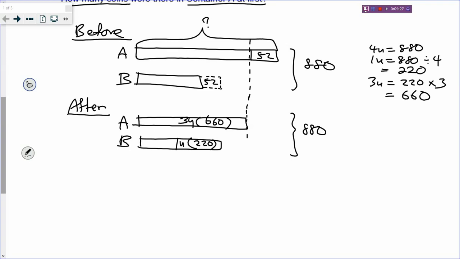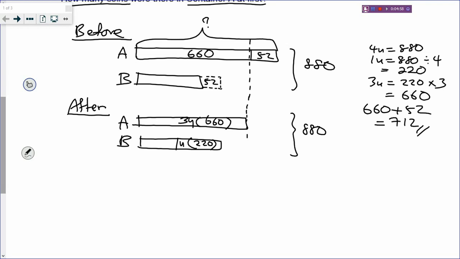You take 660, which is over here, and you plus 32. So 660 plus 32, okay, so what do you get? You will get 692 coins in container A at first. And you can see the solving is very fast. If you can draw out the model, the solving is actually quite fast. Okay, so this is a before and after problem.